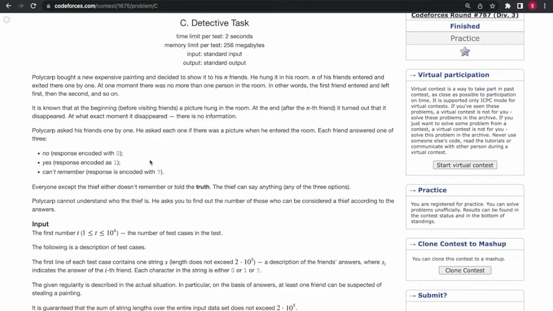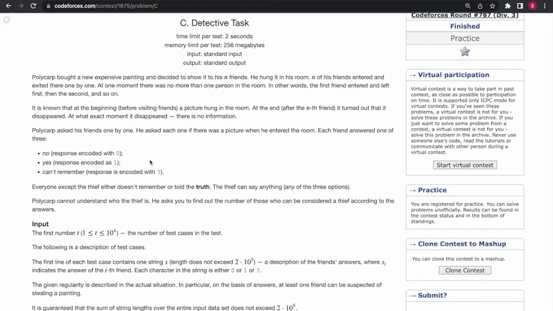Therefore, one of the friends acted as a thief and stole the painting. Now, Polycarp asks all of his friends one by one if the picture was present in the room or not at the moment when they entered.